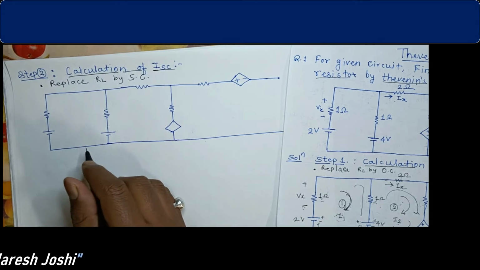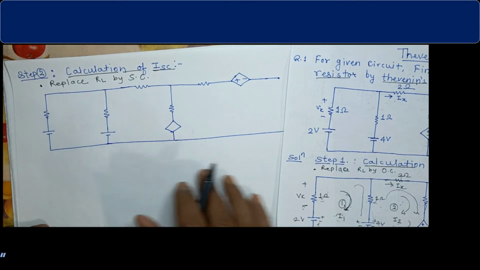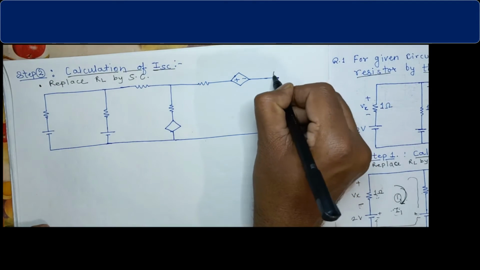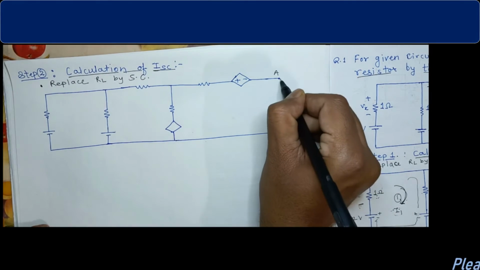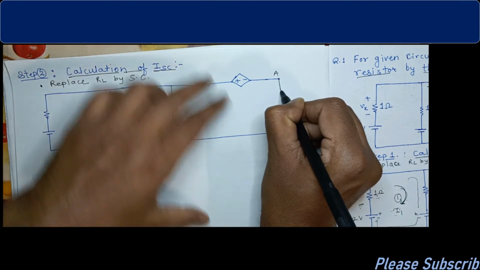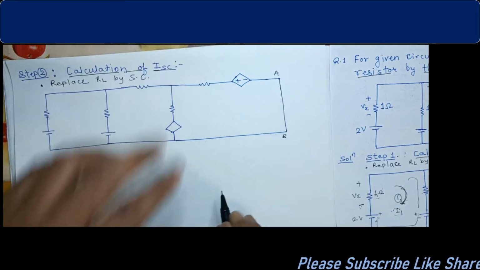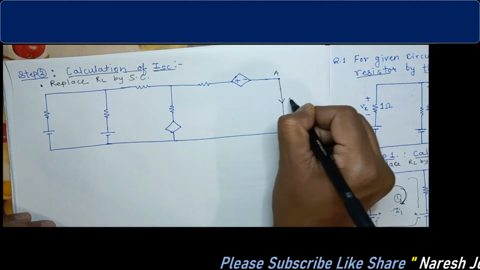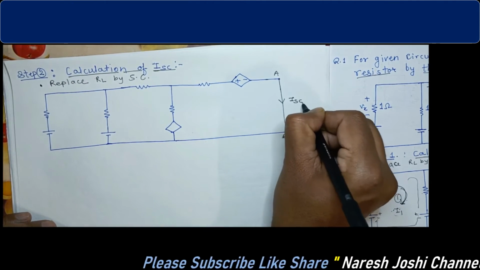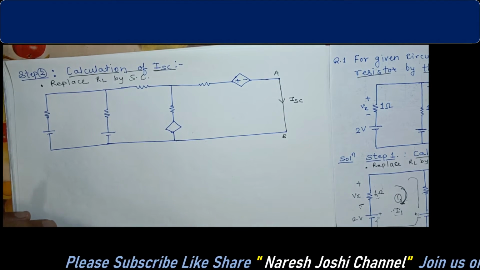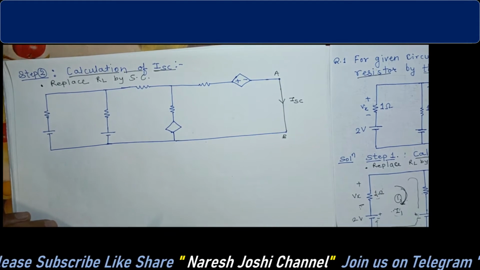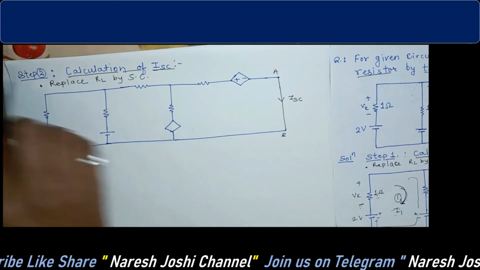Okay, replace the load resistance between A and B with a short circuit. You can see this is the short circuit, and I am marking the current passing through it as the short circuit current, ISC, or I can say Norton's current also. Clear? The remaining circuit will be the same as it is.